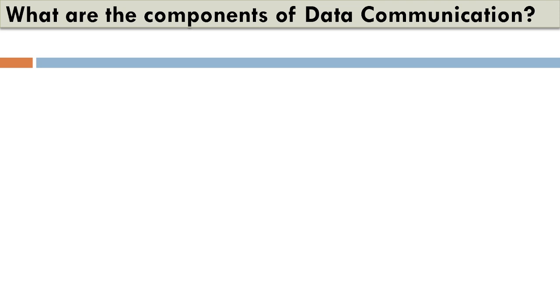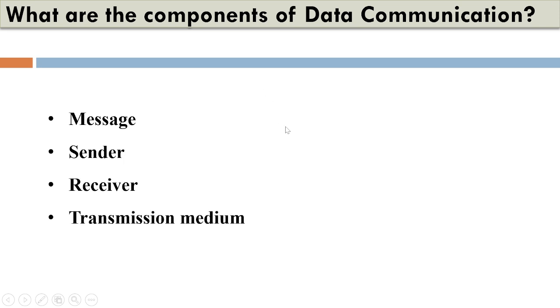We can have a detailed discussion about MPEG in our later lectures. Now let's move on to the components of data communication. The components are message. You have a message that has to be sent. Then you need a sender, a receiver, a transmission medium, and a protocol.